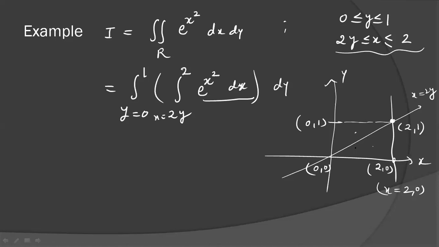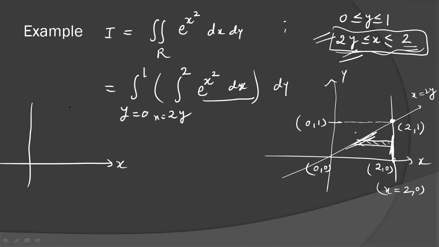This or this one? For this, you just see the strip. Where is the tail of the strip? 2y. And where is the head of the strip? 2. So this is the tail and this is the head of the strip. So this is the bounded region. Now what will we do? We will only change the strip. This is our curve.